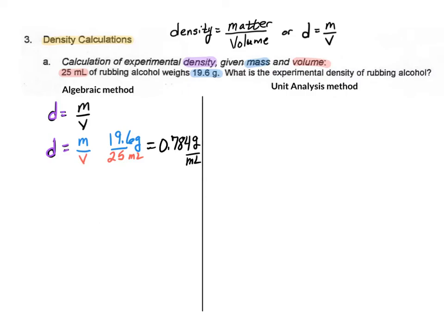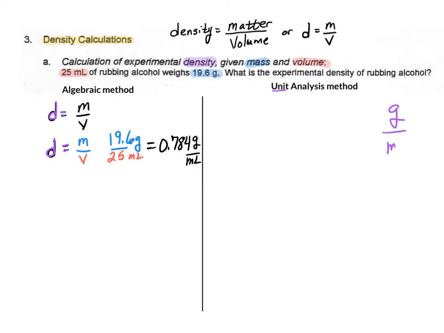In this case, it doesn't matter whether I'm using the algebraic method or the unit analysis method. They will both tell us the same answer, and the calculation will look the same. Here the difference is that we'll be looking for the units that we want for our answer. In this case, we know that we want our answer to be grams over milliliters.